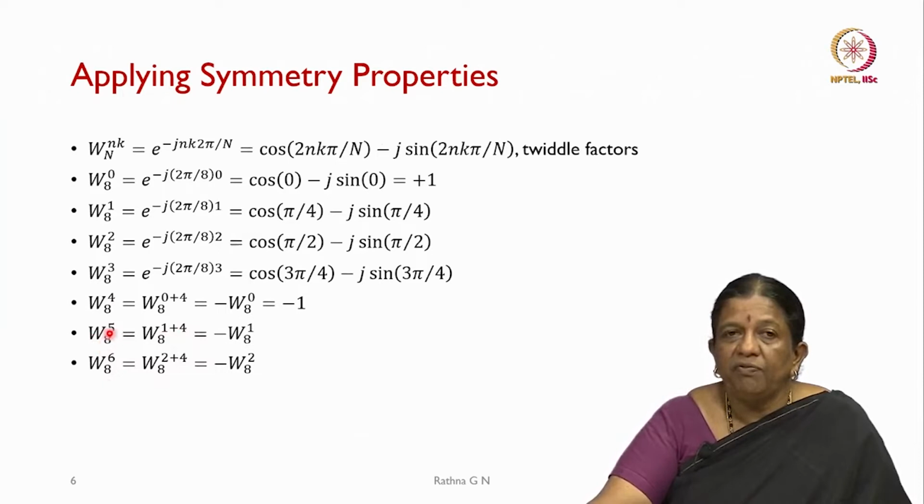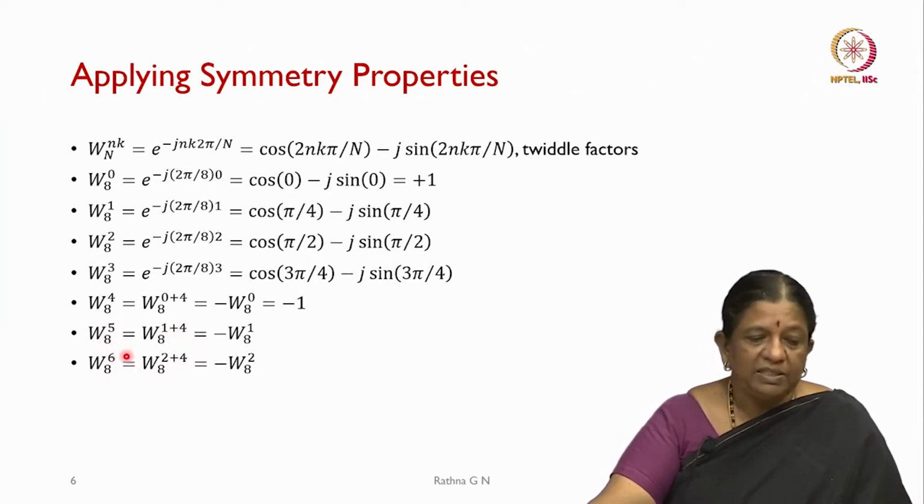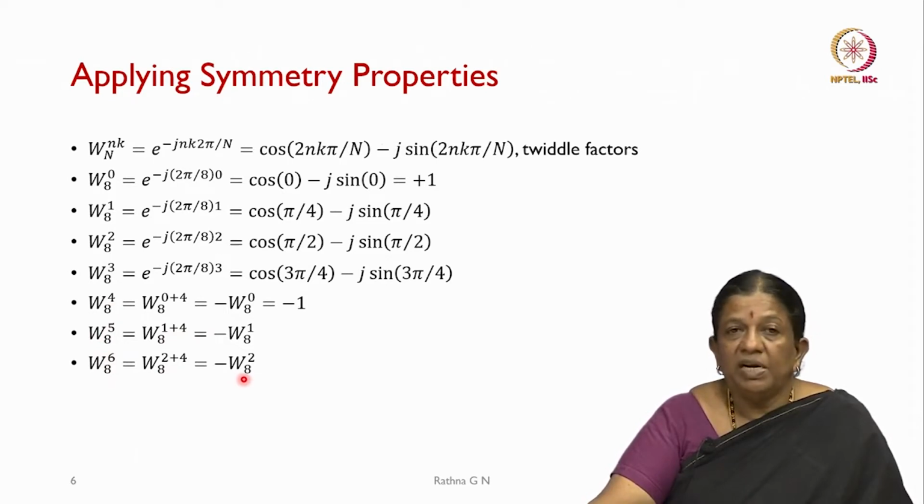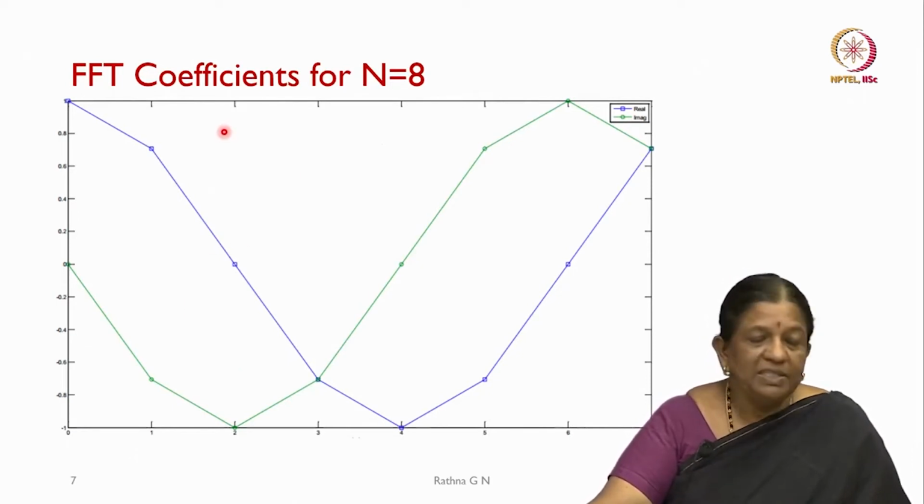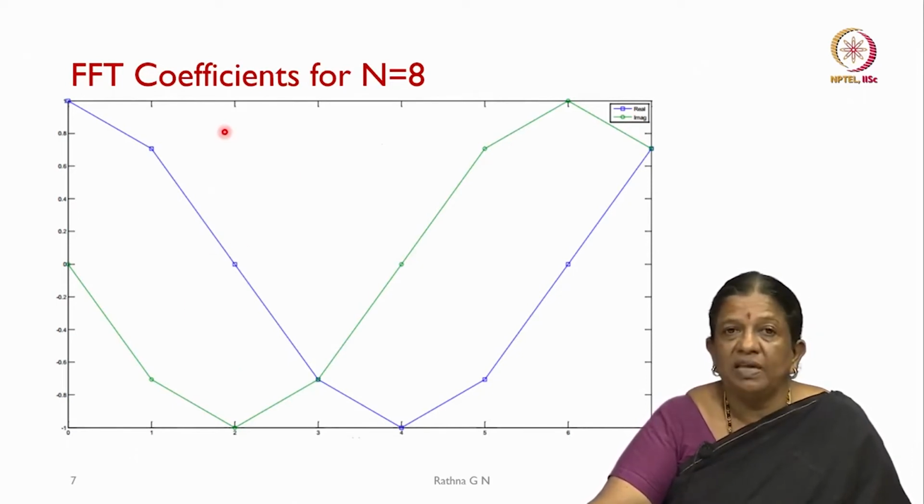Same way W8^5 and W8^6 are calculated, and then our W8^7 remains the same. Okay. So, to see how the coefficients are calculated, both cos and sin coefficients for n equal to 8 have been plotted in this case.